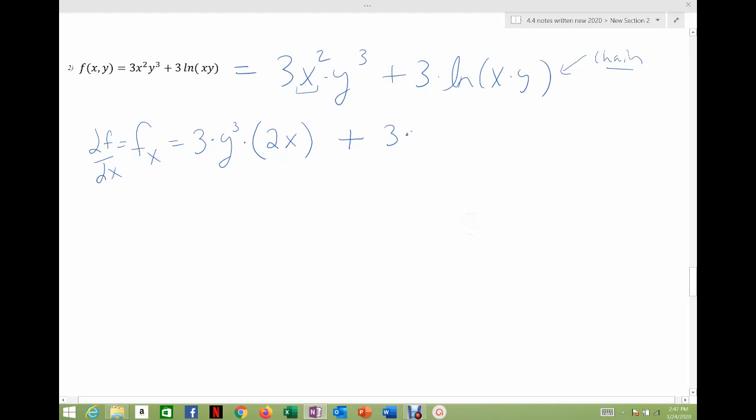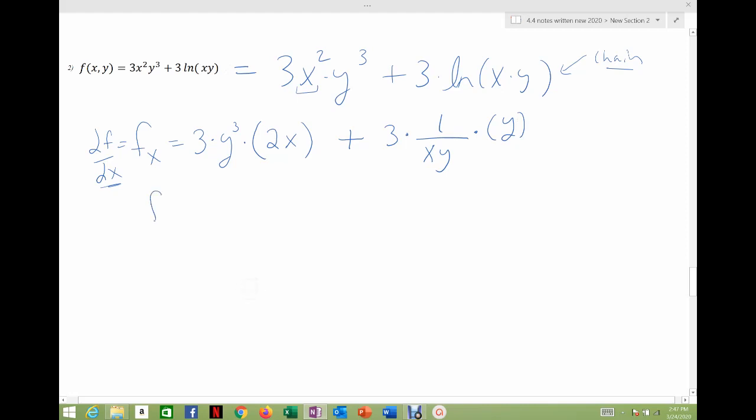The derivative of the natural log, using the chain rule, is 1 over the function inside. Well, the function inside is x times y, so it's 1 over x times y, times the derivative of the inside. We're taking the derivative of the inside with respect to x, so the derivative of x is 1. Y is a constant multiplier, so y is going to come along, so the derivative of xy with respect to x is y. It'd be y times 1, but we just write y down.